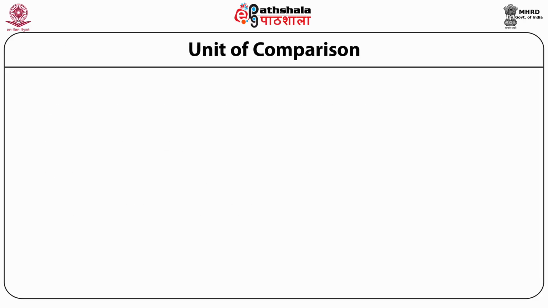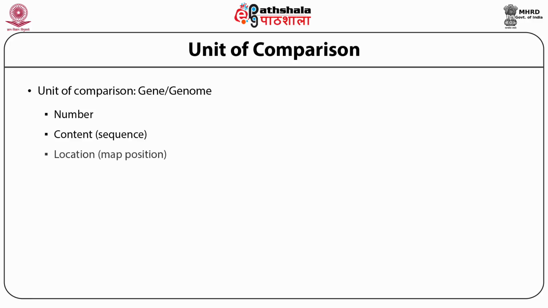We discuss what the units to be compared in a genome are. For example, in a gene or genome, we must compare two or more organisms for the gene number, then the gene content like the GC content or sequence content, then the location, meaning the position of a gene in the chromosome, then the gene order, then the gene cluster.